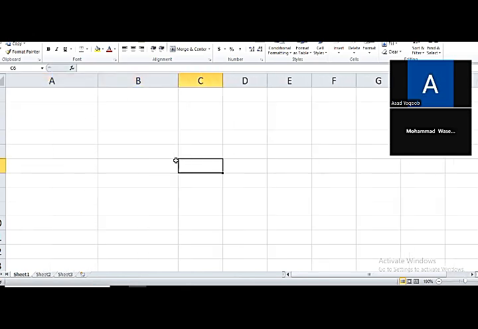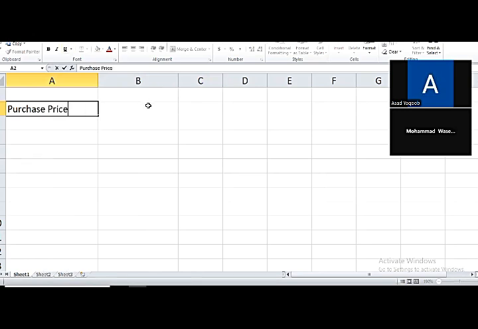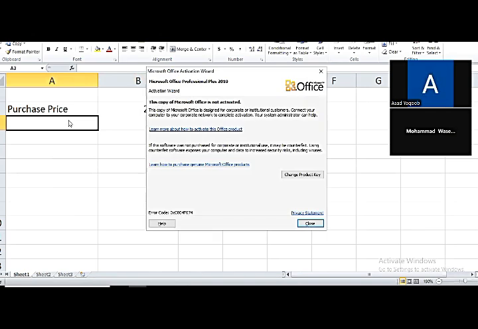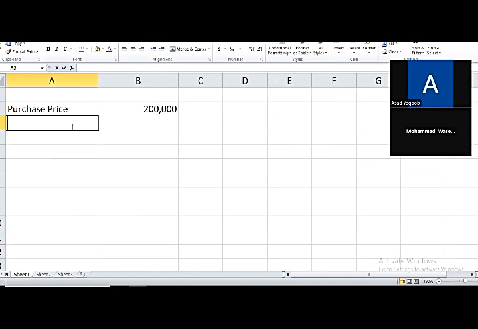Let's suppose we calculate the cost of the asset. We have the major chunks. Let's say the purchase price, and I'm just putting a random figure, 200,000. Then we had a freight cost, let's suppose that was 10,000.